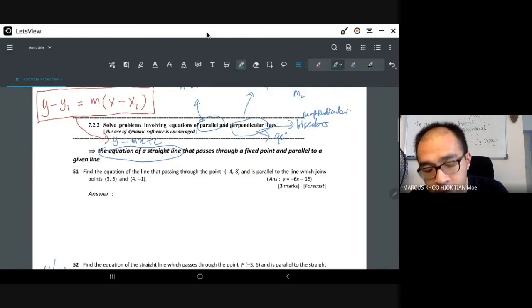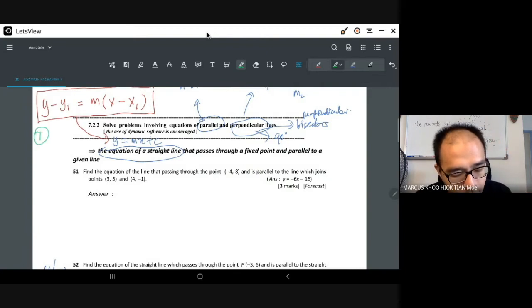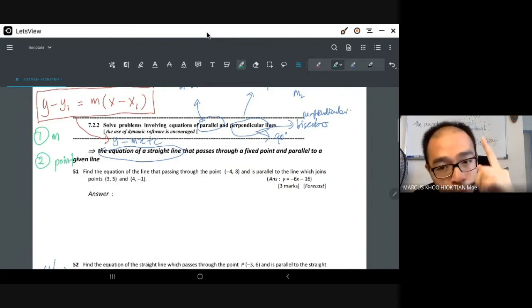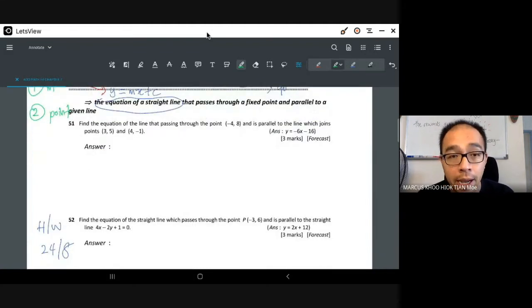Because of that, you always need two pieces of information. Number one, what is the gradient? Number two, what is a point? I need the coordinates of one point that is on that line. Let me demonstrate now. Question number 51: find the equation of the line that passes through the point (-4, 8). How do I know? Because it says passing through the point. So that's the point that we are going to use.